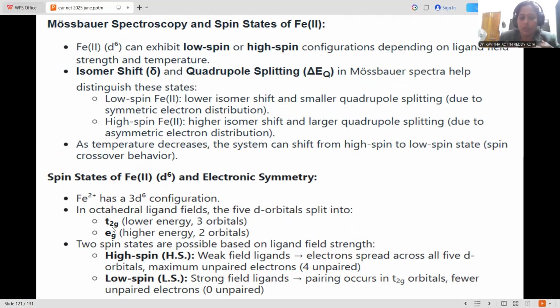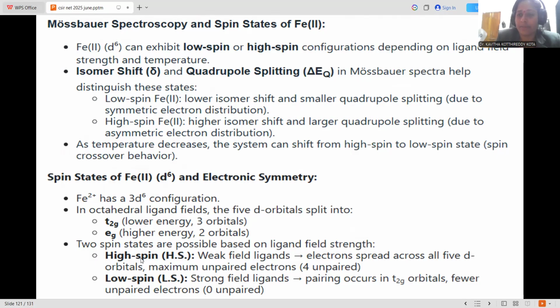T2g obviously goes to the bottom region so that the electrons acquire lower energy. T2g stands for triply degenerate orbitals, so three orbitals lie at the bottom. Eg orbitals rise up in energy in the octahedral complex field, which is why the two higher-energy orbitals are doubly degenerate. Two spin states are possible based on the ligand field strength: high spin and low spin.